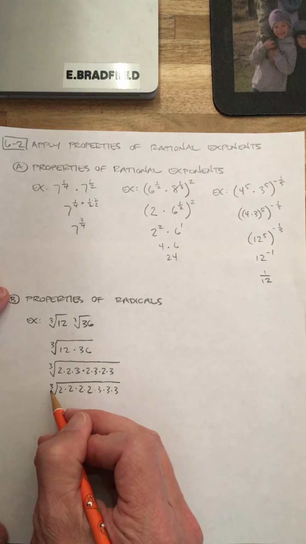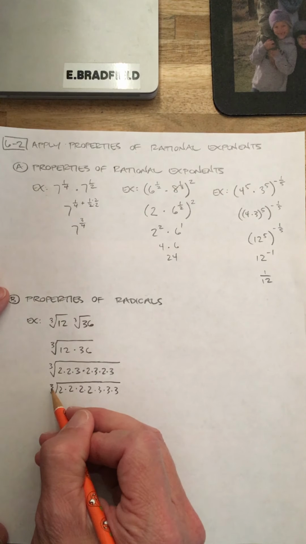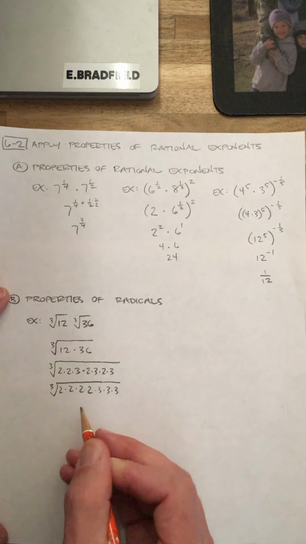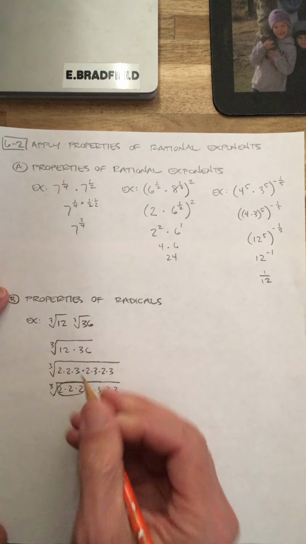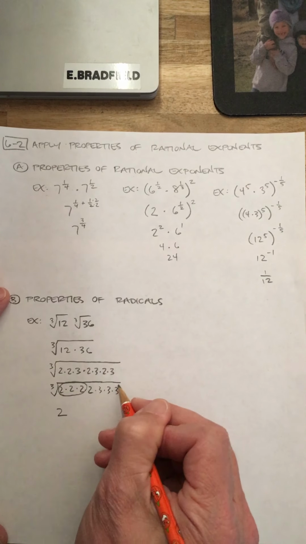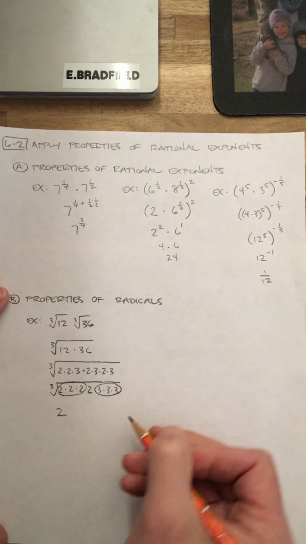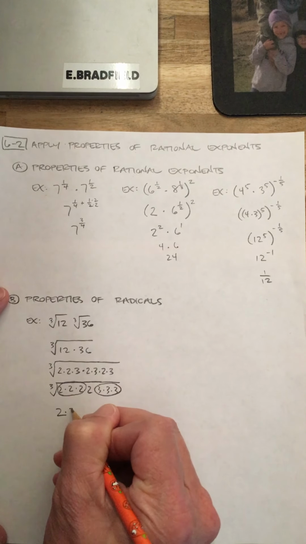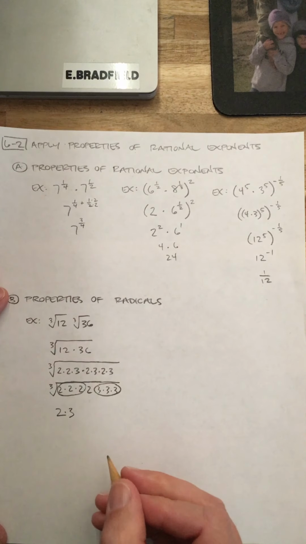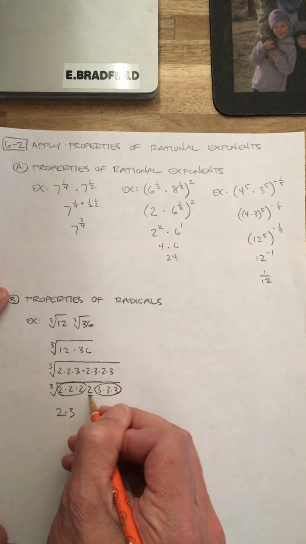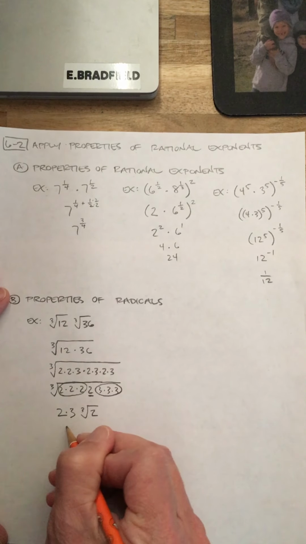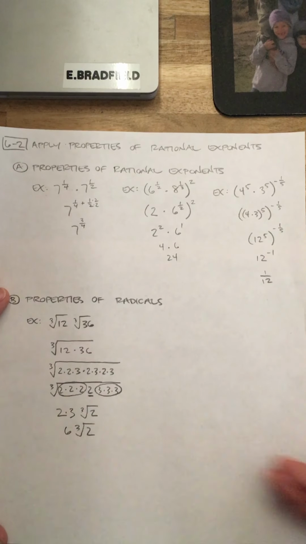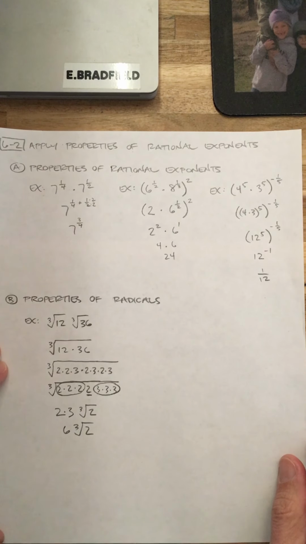So I'm looking for cubed root, like what number times itself 3 times. Check it out. I have 3 of the 2's right here, so that's going to come outside that radical as a 2. I have 3 of these 3's right here, so that's going to come outside that radical as a 3. So 2 times 3, not 23. And then we still have a 2 inside there, so that's still inside that cubed root. So we have the cubed root of 2. So this is going to be 6 times the cubed root of 2.